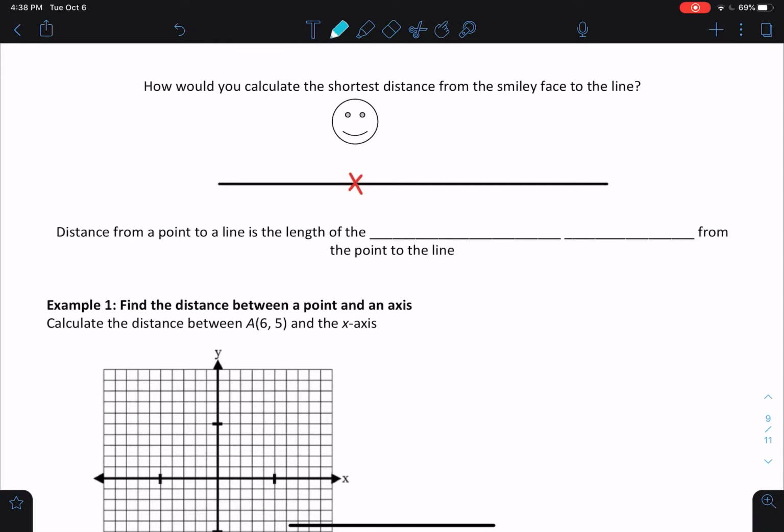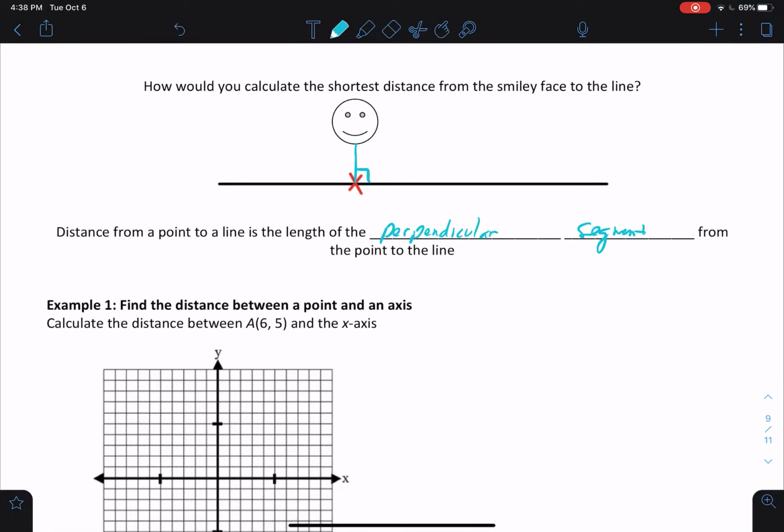So let's kickstart this video by remembering that to calculate the shortest distance from the smiley face to the line, I'm going to drop the perpendicular line, okay? So a distance from a point to a line, the shortest distance, is the length of the perpendicular segment from the point to the line.